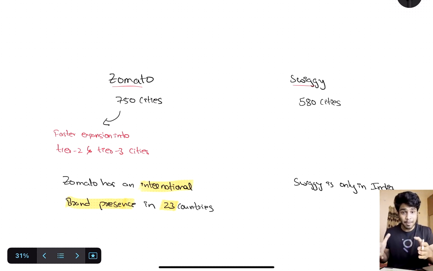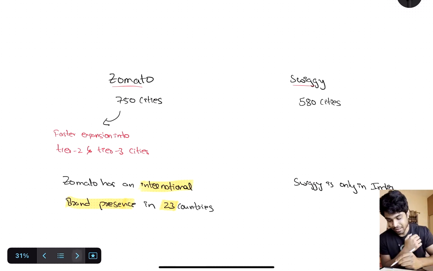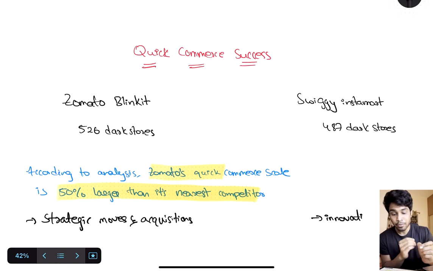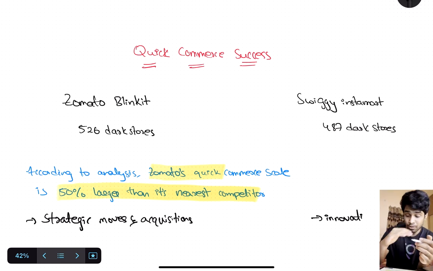When you look at market expansion and scalability, Zomato is moving aggressively faster than Swiggy. Technically, Swiggy is designed to be more scalable, but Zomato is actually scaling very fast. And the third one is quick commerce success. Quick commerce, Blinkit and Instamart. Zomato has 526 dark stores, again improving their scalability in supply chain. And Instamart has 487 dark stores.